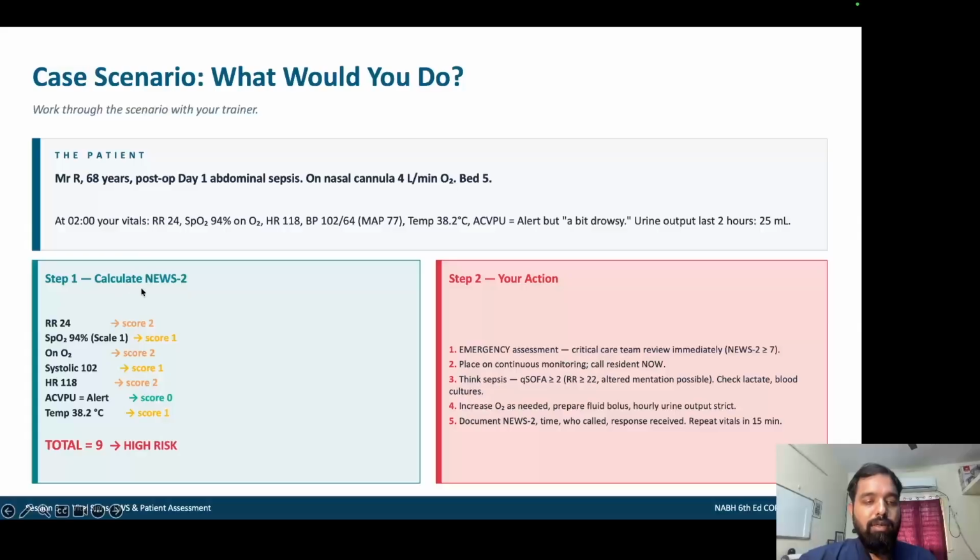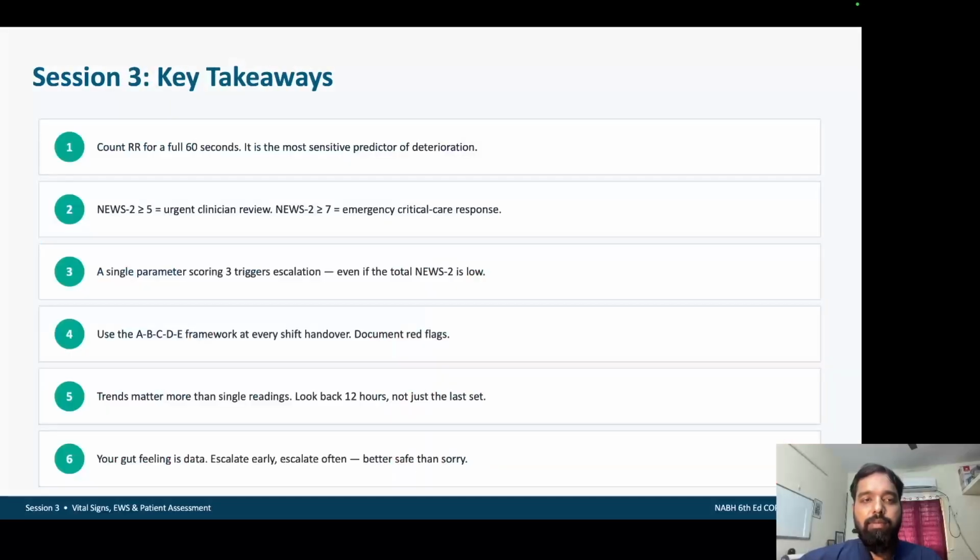Step 1: calculate NEWS 2. Respiratory rate scores 2, saturation scores 1, on O2 scores 2. Calculating all the parameters, the total NEWS 2 is 9. It comes under high risk. Step 2: your action should be an emergency assessment. Critical care team review immediately. Place on continuous monitoring. Call the resident now. Think of sepsis: calculate qSOFA, check lactate, blood cultures, and antibiotics. Increase O2 as needed, prepare a fluid bolus, and hourly urine output with strict monitoring. Document the NEWS 2, time, who was called, response received, and repeat vitals in 15 minutes.